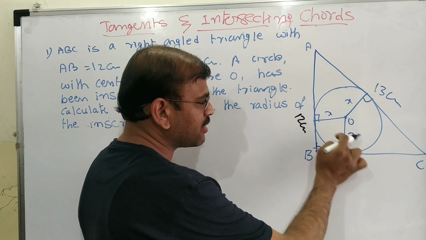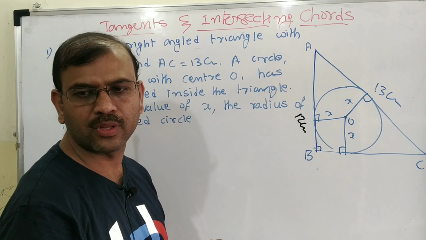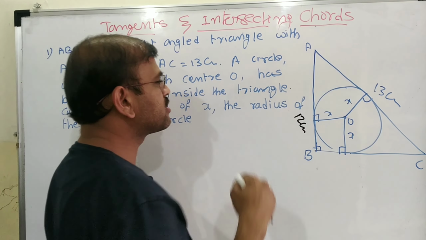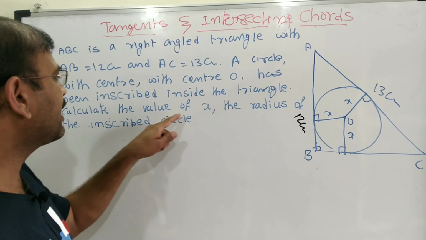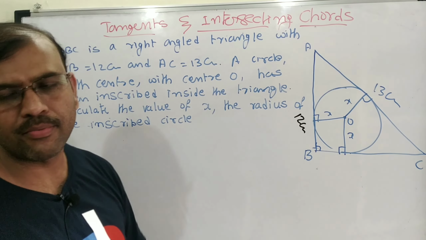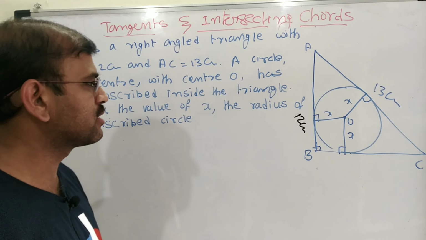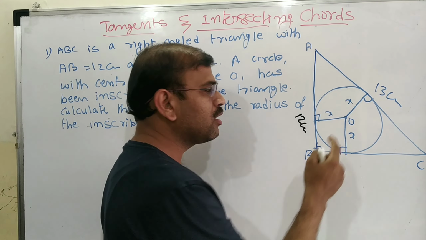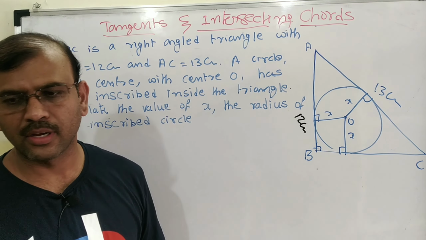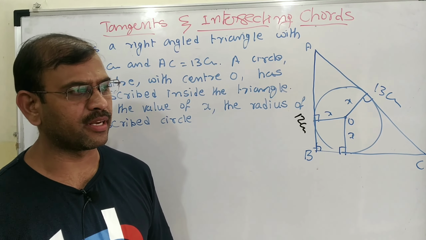This circle is inscribed inside the triangle. We need to calculate the value of x. So this value of x is what? The value of x is the radius of the circle.